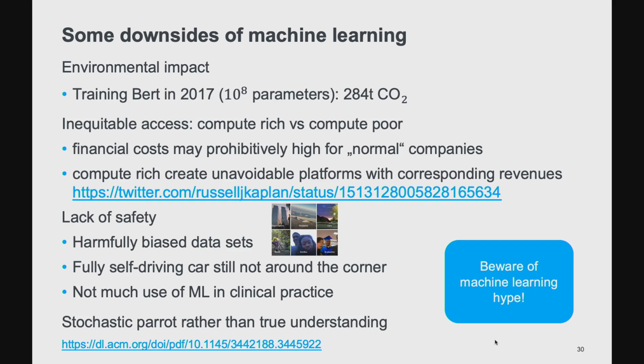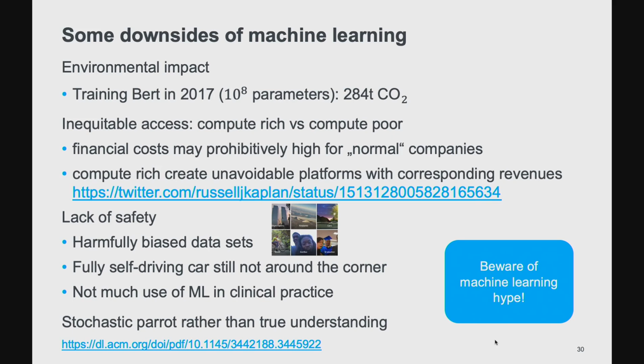What I want to mention also already here, machine learning has downsides. What are some downsides? Well, the first one is environmental. A very old system which underlies many text processing tasks, that's called BERT. And this is a very old number. I should have tried to look up a newer number.